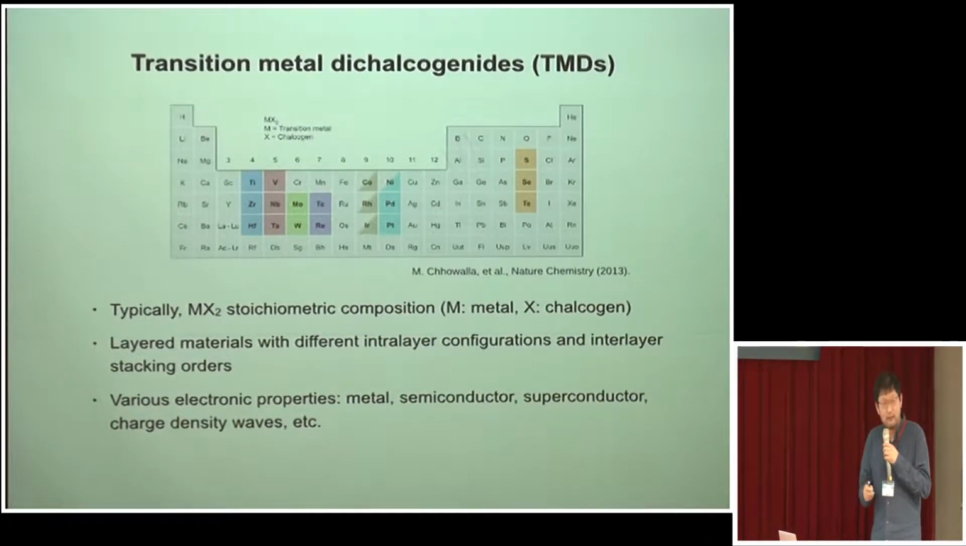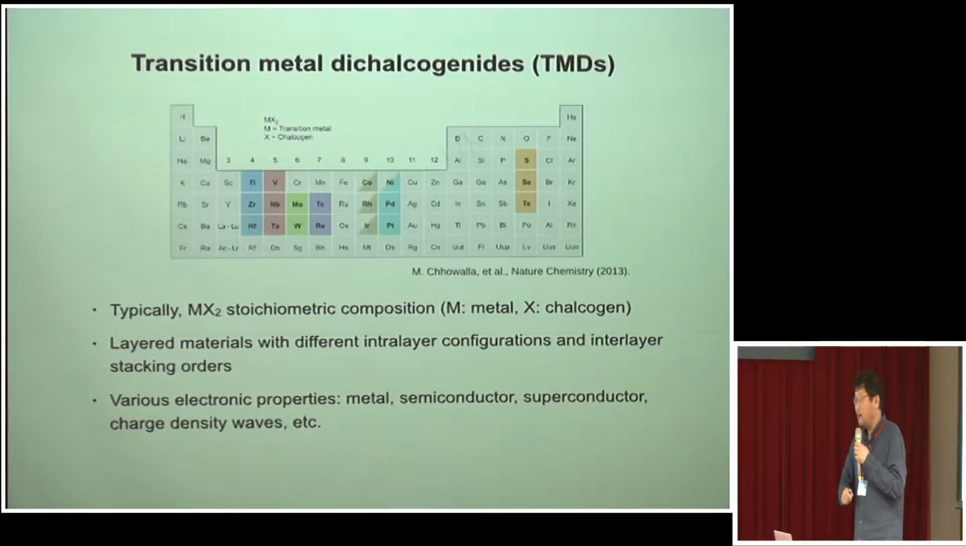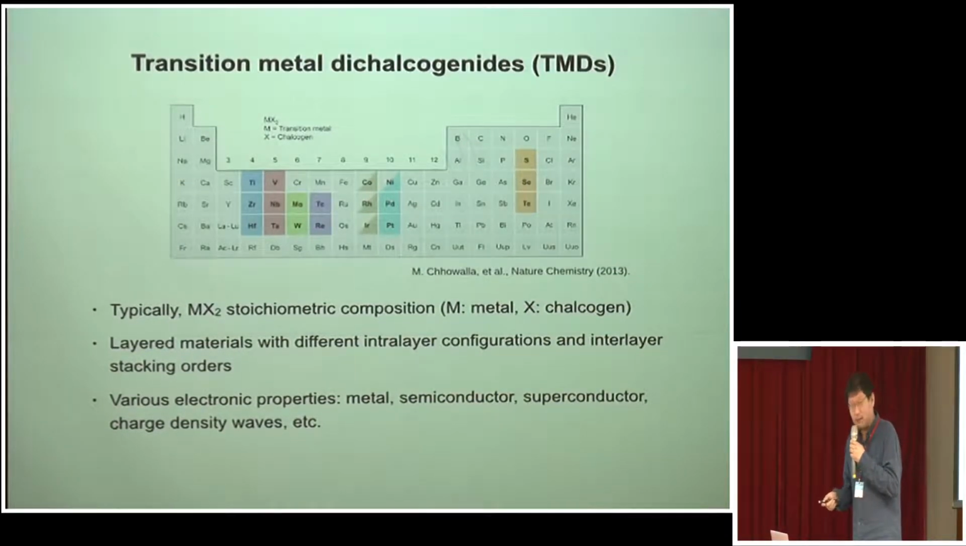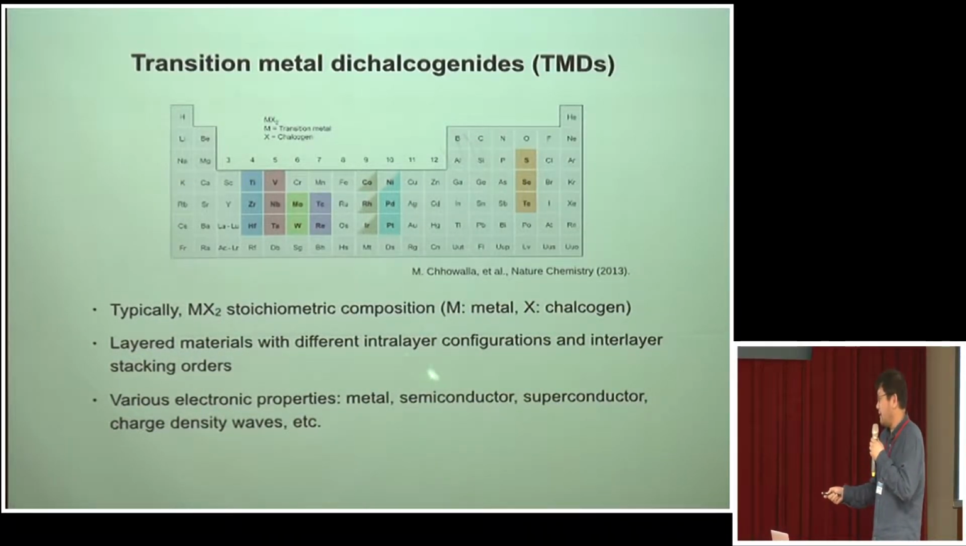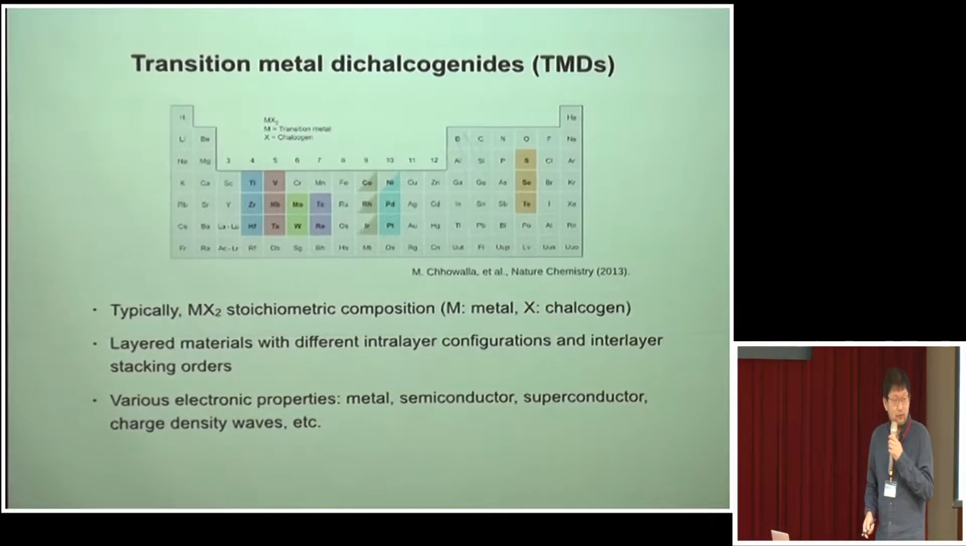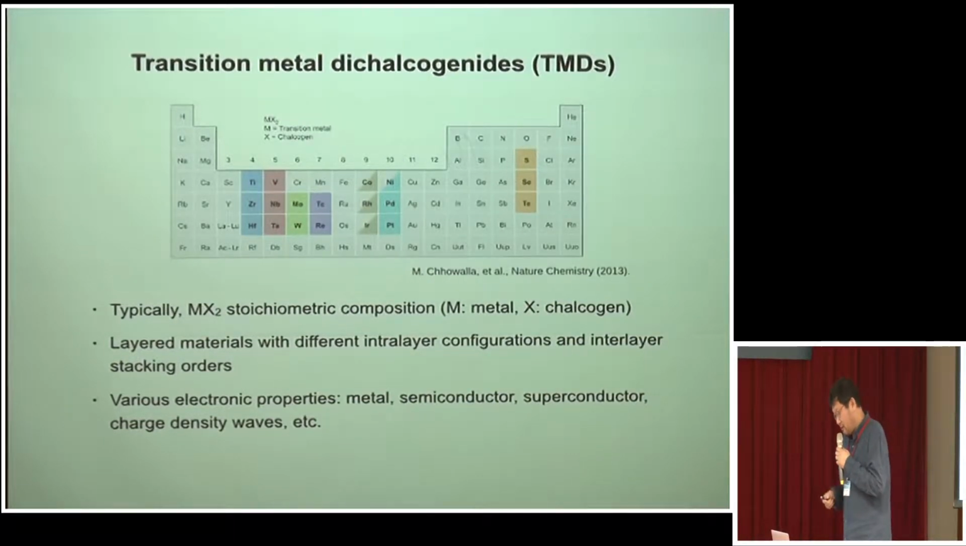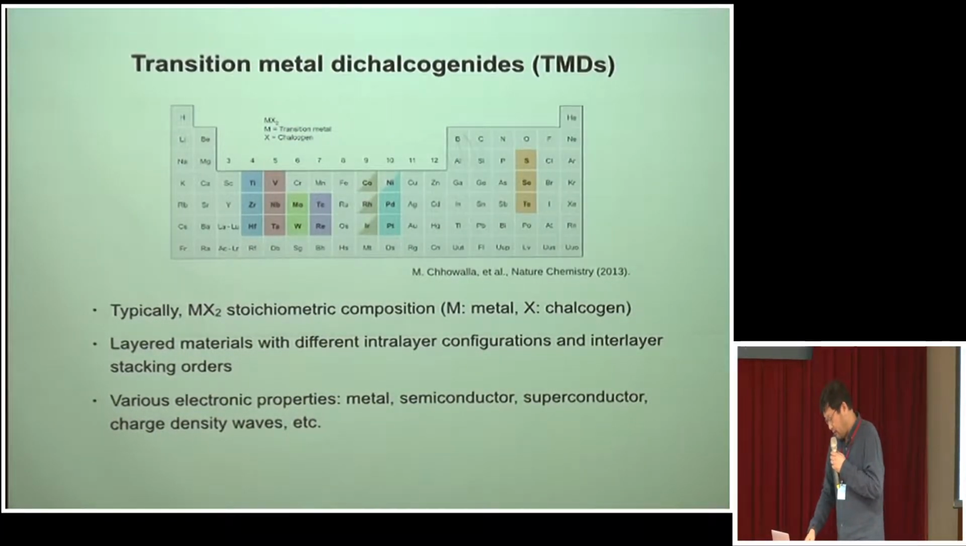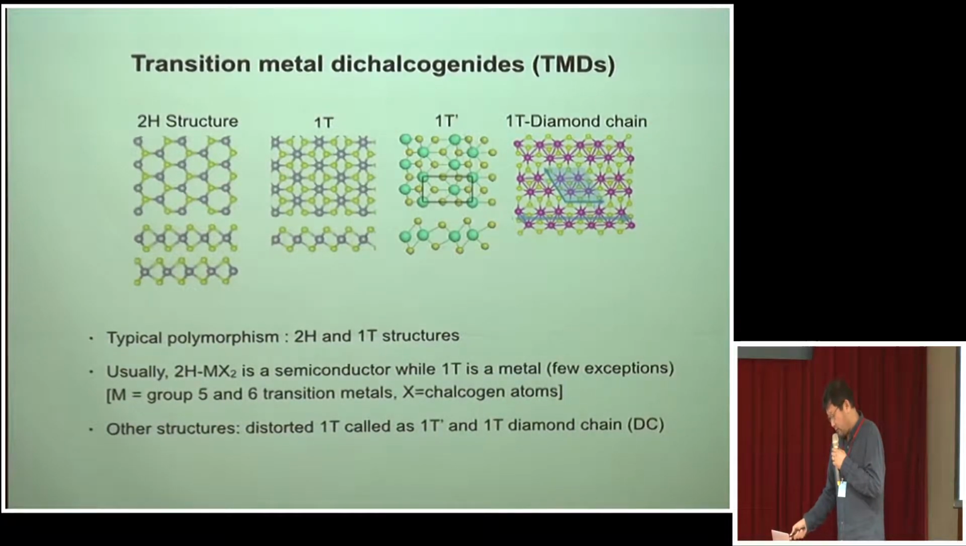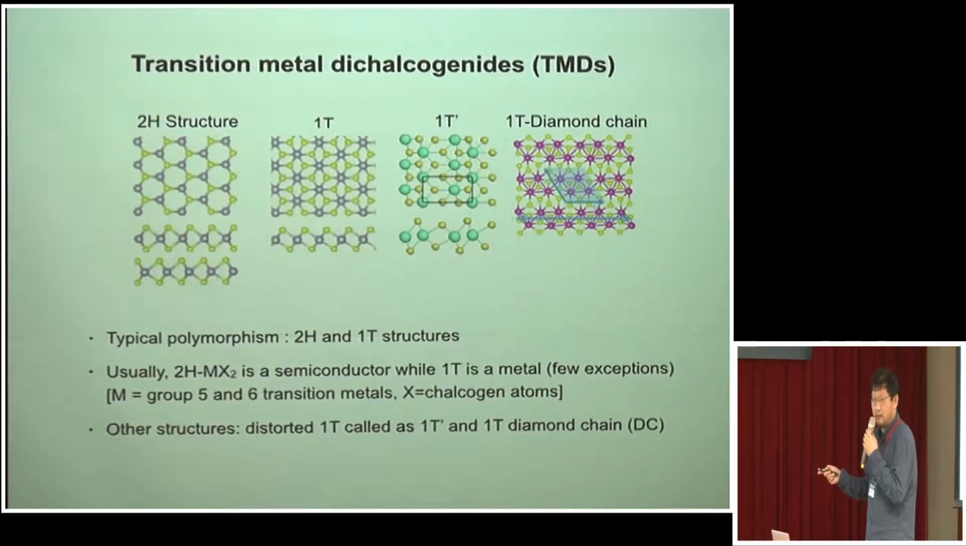You may have heard a lot about transition metal dichalcogenides today, so I don't want to discuss that further here, but the important thing is that there are many different intra-layer configurations as well as inter-layer stacking orders. Various electronic properties, such as metallic, superconducting or charge density wave, depend strongly on this kind of configuration. You may have heard lots of talks on the 2H or 1T structures, but today I want to focus on the 1T prime.